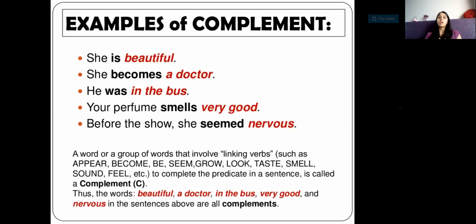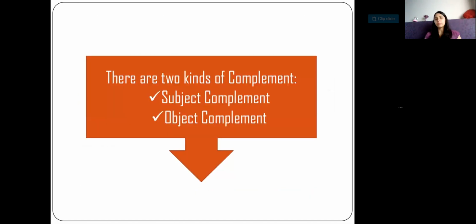All right. So let's see some examples of complement. You know, complement is adding more to the sentence. She is beautiful. She becomes a doctor, adding more to it. Her looks, her profession. He was in the bus. Where was he? He was in the bus. Smells very good, very nervous. All this gives you complement.